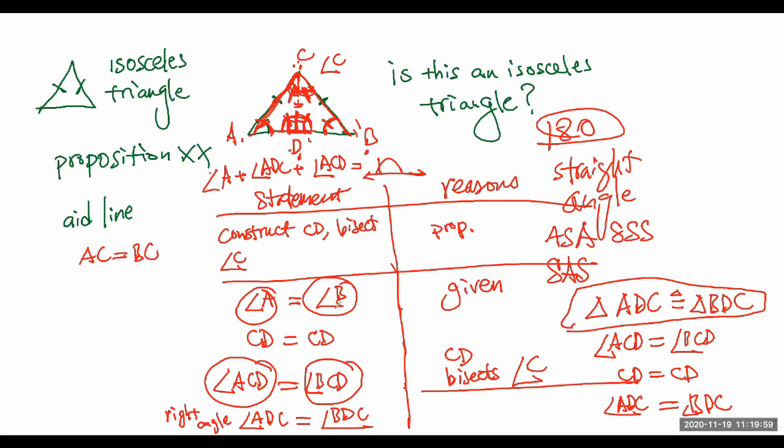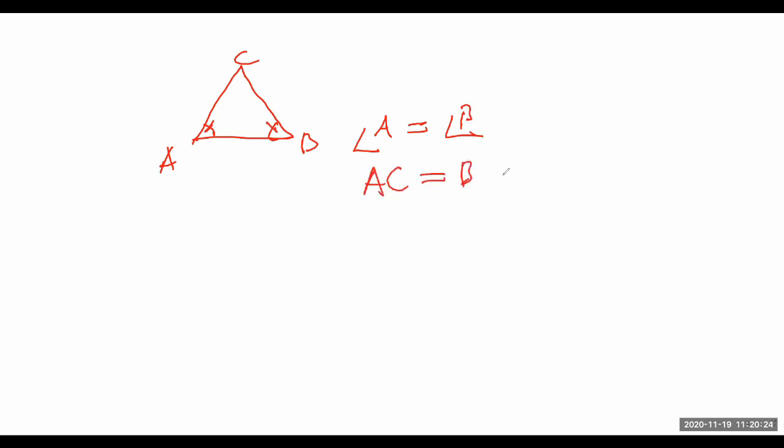So let's do a quick review on this one. If there is a triangle and we know two angles are congruent, so we have A, B, C. If angle A is congruent to angle B, well, that's all we need to know. If this is congruent to that, then we know AC is congruent to BC, and also triangle ABC is an isosceles triangle.